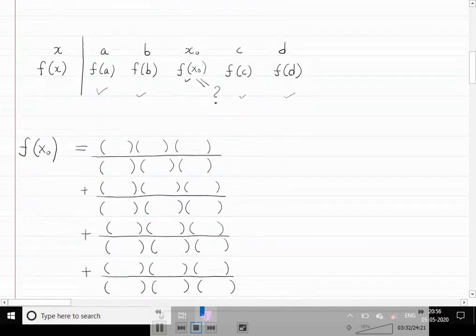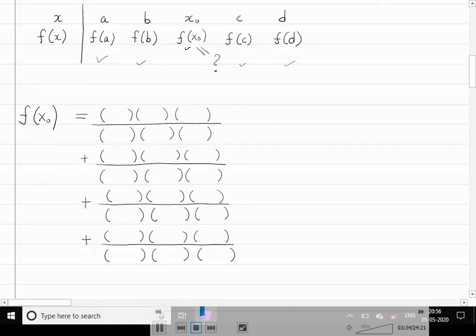This was the original problem, so I will write f(a), f(b), f(c), f(d) as in the table: f(a), f(b), f(c), and f(d).